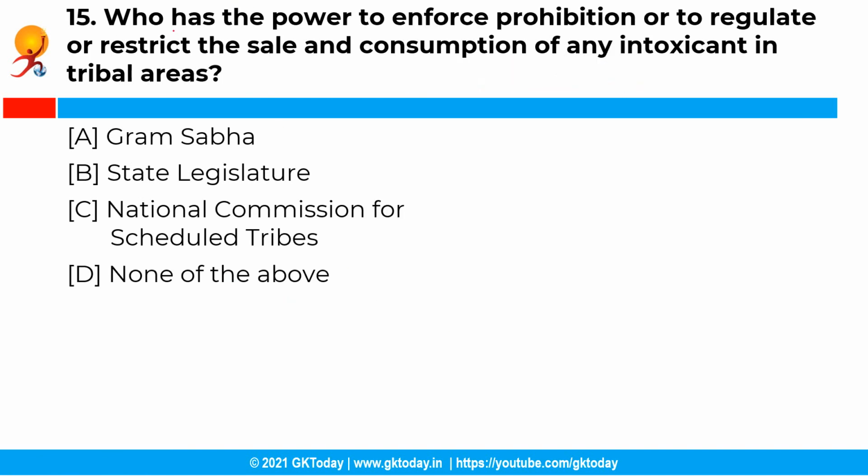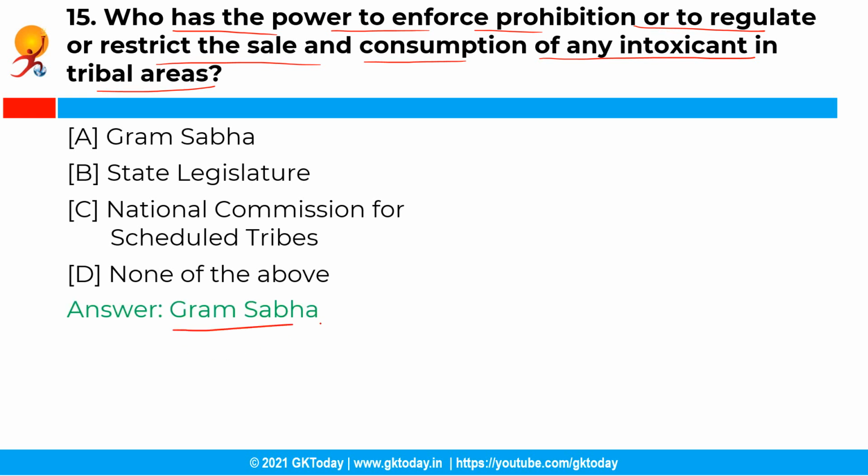Now, the next question is, who has the power to enforce prohibition or to regulate or restrict the sale and consumption of any intoxicant in tribal areas? So you have the following options and the correct answer is again option A, Gram Sabha. So according to the PESA Act of 1996, the Gram Sabha are endowed specifically with the power to enforce prohibition or to regulate or restrict the sale and consumption of any intoxicant.